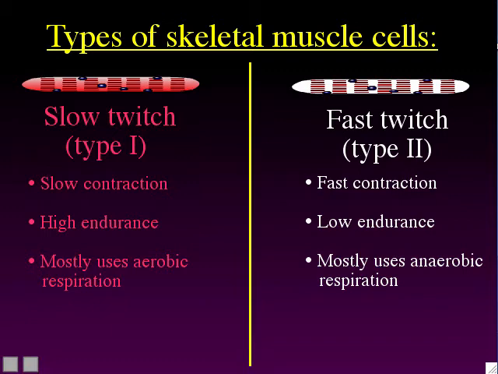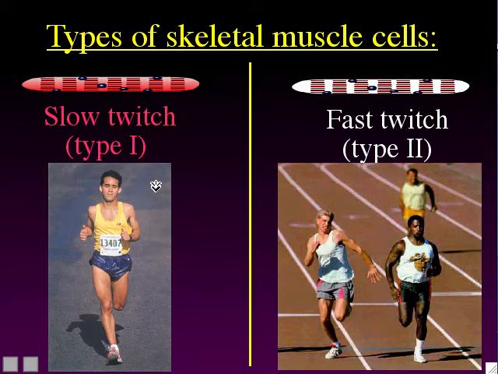Okay, so what sorts of activities do you use these for? Well, you use your slow twitch skeletal muscle cells for exercises that require slower and repetitive movements. For example, long distance running. You use your fast twitch skeletal muscle cells when you do a form of exercise that uses very fast contractions, like sprinting or boxers. A boxer tries to throw a punch just as rapidly as possible.